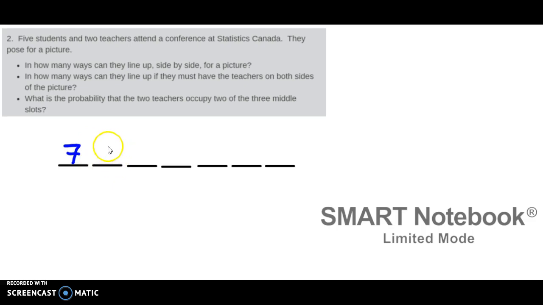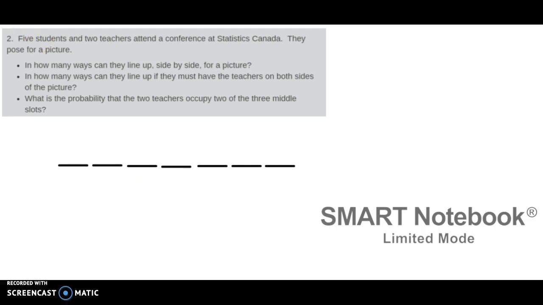Then I look at the second place in line. I now have 6 people because one of them is now standing in slot 1. So I only have 6 choices that can go second place in line. And if I follow the same logic, third place, I now am down to 5, then 4, then 3, then 2, then 1. And there we have it. So I have a total of 5,040 possible ways to arrange those 7 people standing in line.